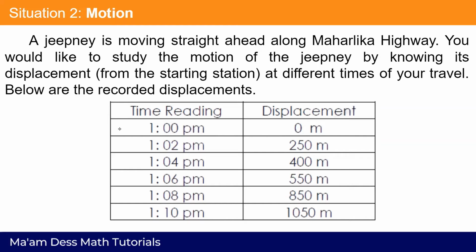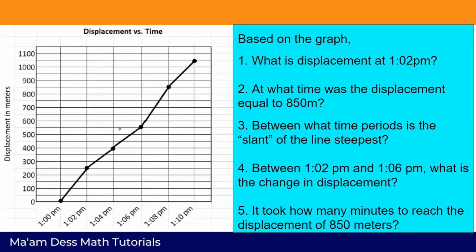Okay, so the headings have time reading, then the displacement. So at 1 p.m., 0 meters. 1:02 p.m., 250 meters. 1:04 p.m., 400 meters. And then 1:06 p.m. is 550 meters. 1:08 p.m., 850 meters. And then 1:10 p.m. is 1,050 meters. Okay, so here is the finished line graph.